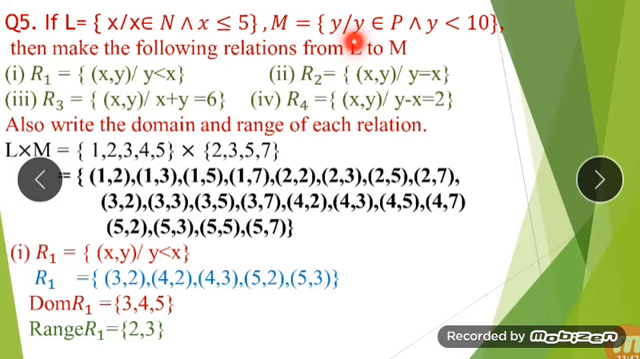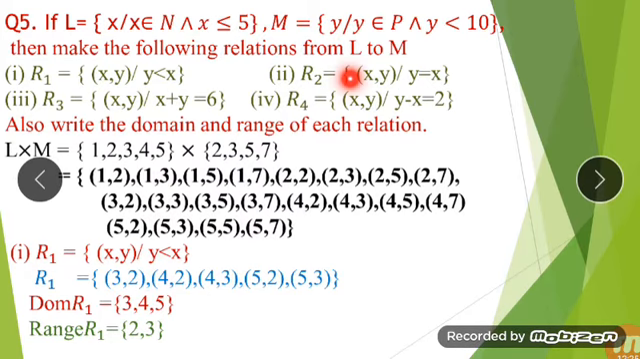Then we have set M, y such that y belongs to prime numbers. This P stands for prime numbers, and y is less than 10. All the prime numbers less than 10 are 2, the smallest prime number, then 3, 5, 7. Remember that 1 and 9 should not be included in this set of prime numbers. Because 1 has 1 factor and 9 has 3 factors, and prime numbers are those numbers which have 2 factors. So 2, 3, 5 and 7 are the prime numbers. This question is also important from the examination point of view, so you have to pay attention here.